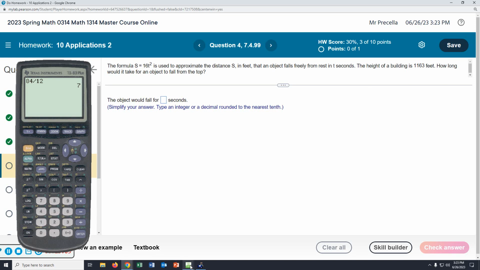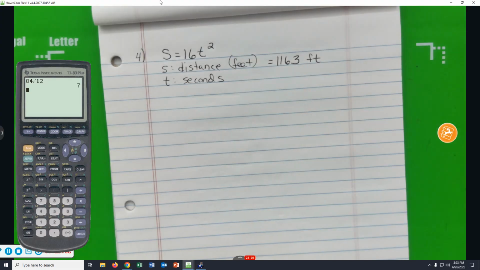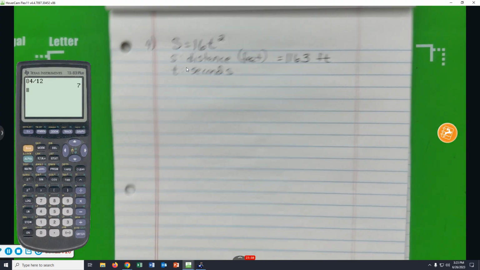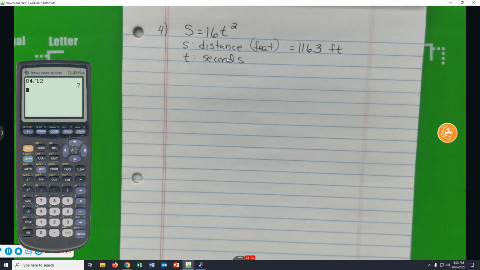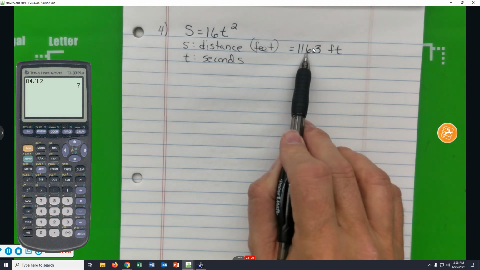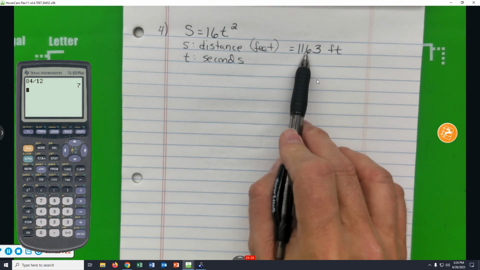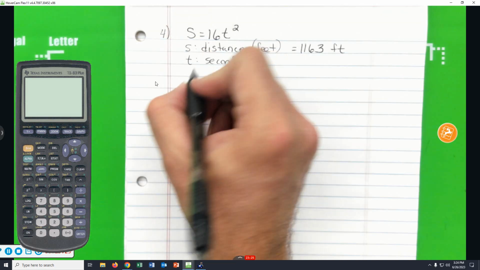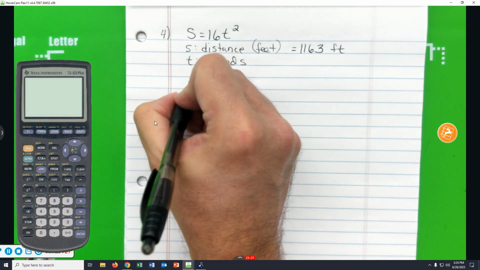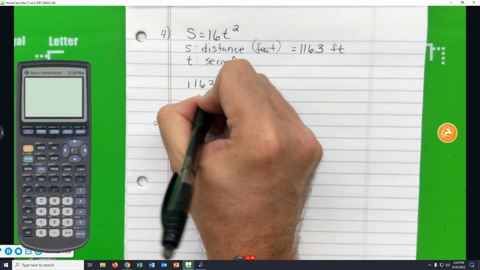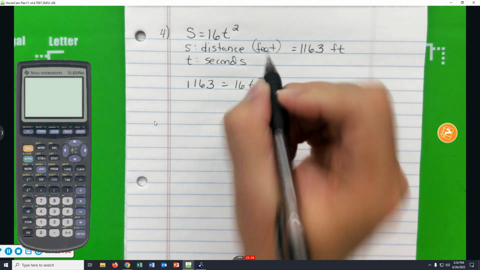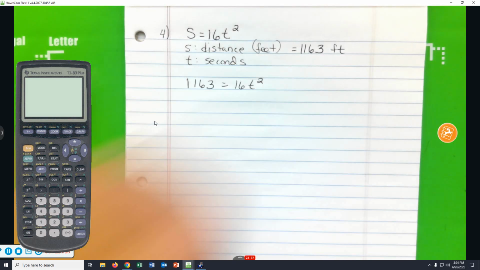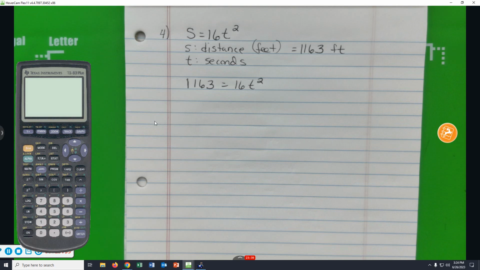Hold on, let me switch to the paper. Tony's been summarizing this stuff. S is the distance in feet. T is time in seconds since you released that object from the top of the building. And the height of the building is 1,163 feet. It's a pretty tall building, isn't it? So if I plug 1,163 in for S, we need to solve for T now.